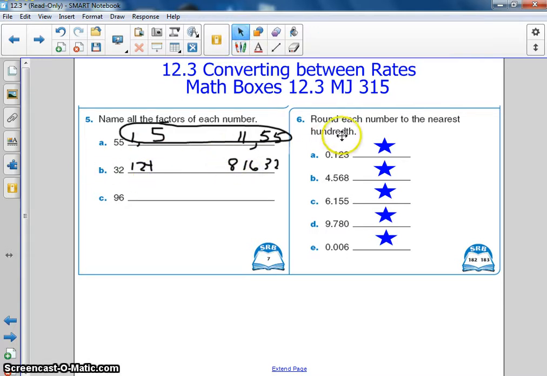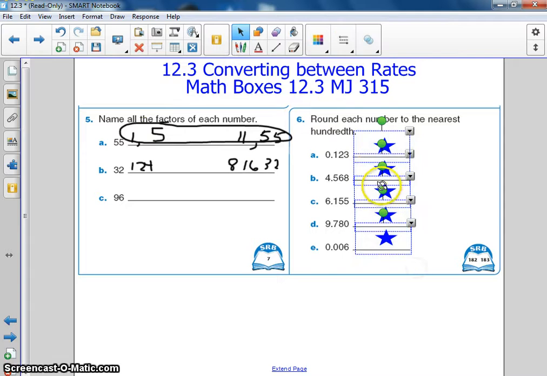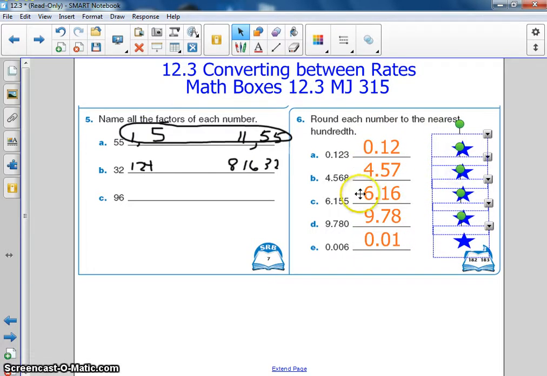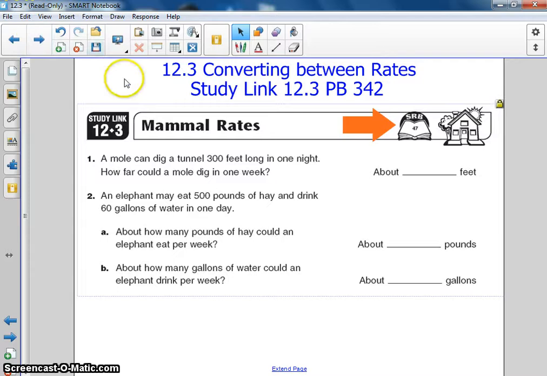Try 96. This one, right at the nearest hundredth. We did this yesterday. A lot of people had trouble remembering what the hundredth is. Make sure you understand why. That's the hundredth spot. Okay, this is the one I want you to focus on. A mole can dig a tunnel 300 feet long in one night. How far could a mole dig in a week?